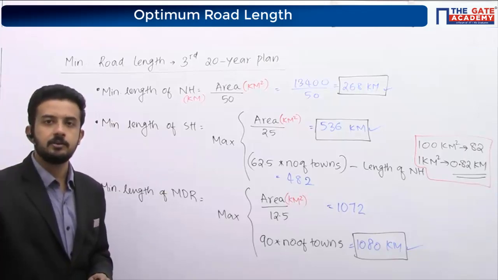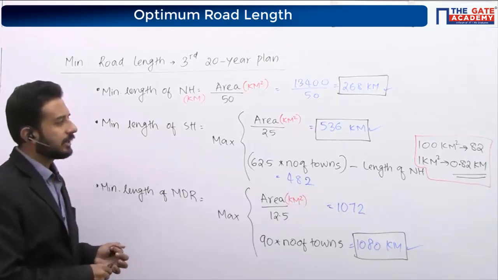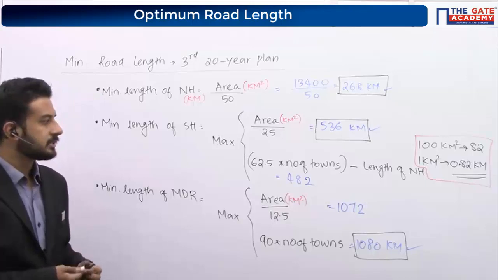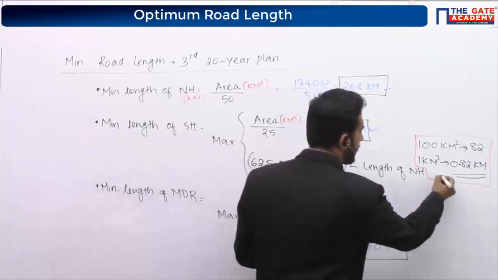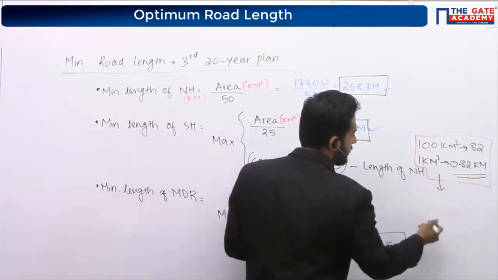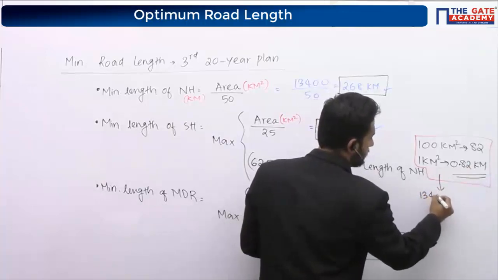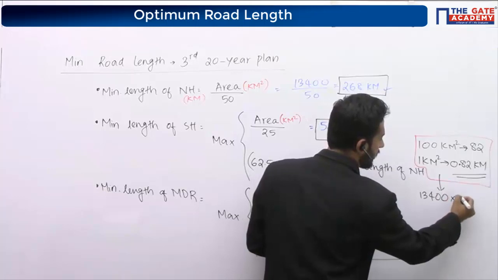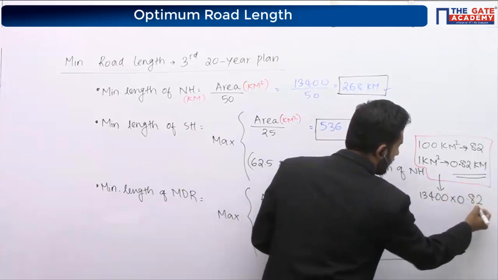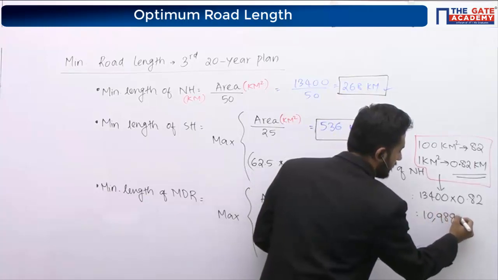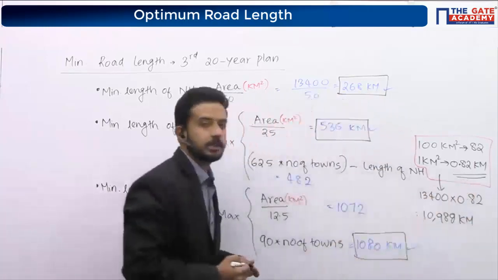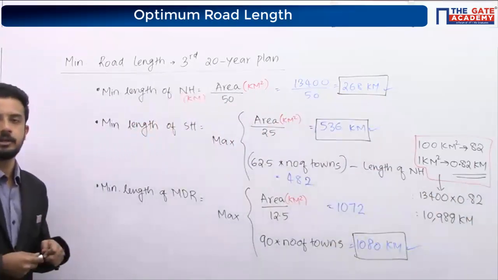10,988. Correct now? What about others? What will be the total road length? What will be the total road length according to the third 20-year plan? For 1 kilometer square, this much. Which means for 13,400 kilometer, I need this much. It will be 10,988 kilometer. Correct now? Yeah, very good.